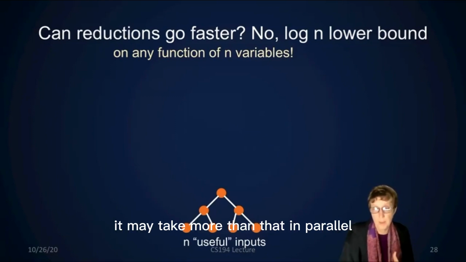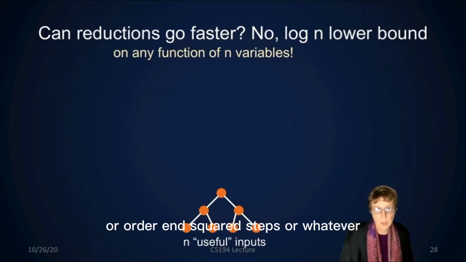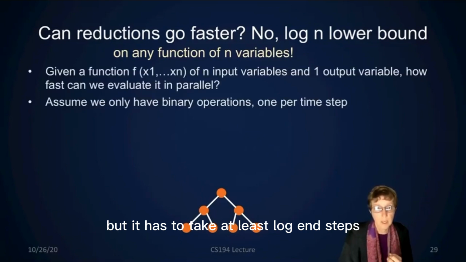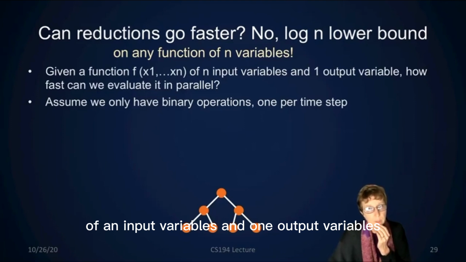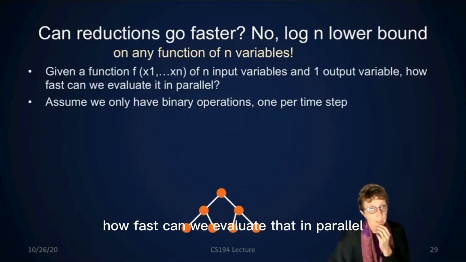It may take more than that in parallel, right? It might be entirely serial and take, for example, order n steps or order n squared steps or whatever, but it has to take at least log n steps. So what does the proof look like? Given any function of n input variables and one output variable, how can we evaluate that? How fast can we evaluate that in parallel?